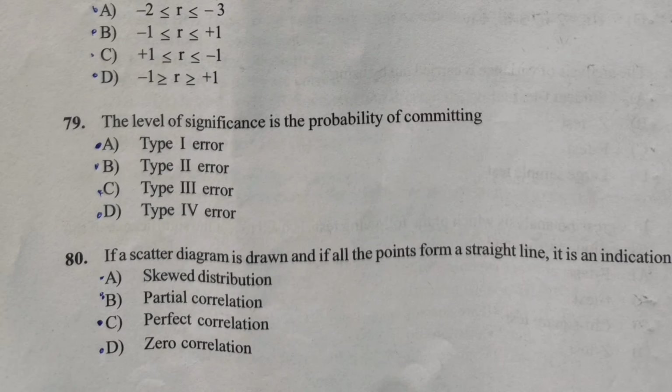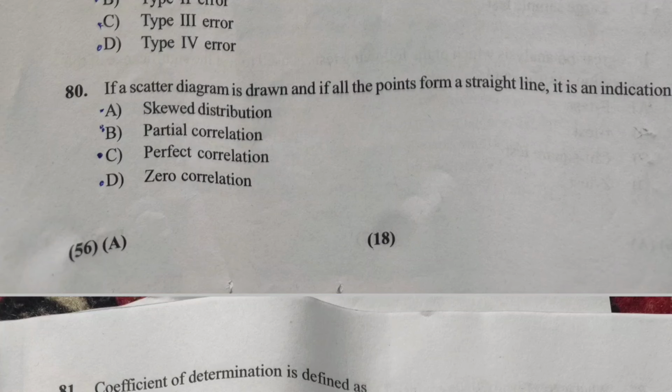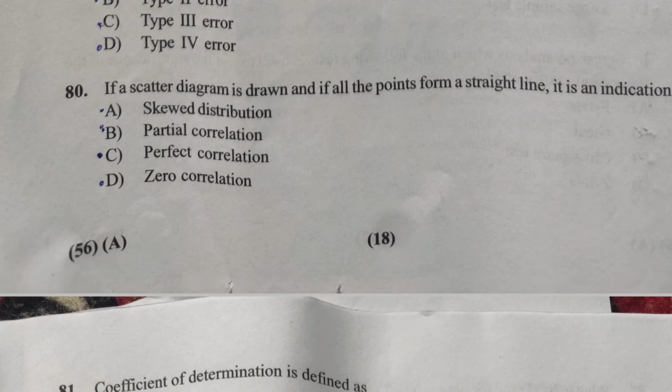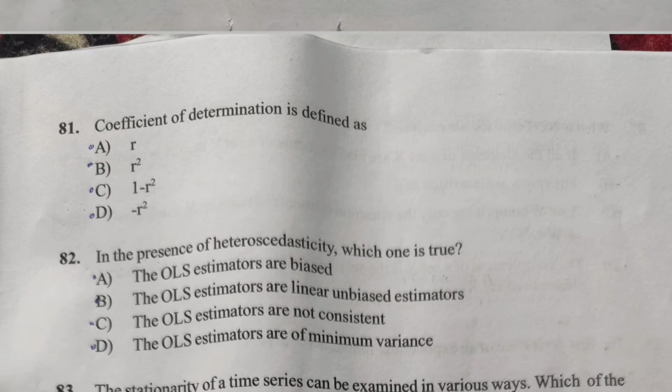The level of significance is the probability of committing a type 1 error. If the scatter diagram is drawn and all points form a straight line, then it is an indication of perfect correlation. If all points lie on the line, we have perfect correlation, whether it is positive or negative. Coefficient of determination is defined as R square.